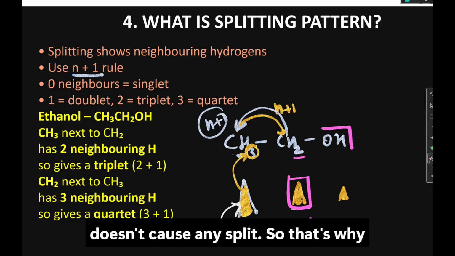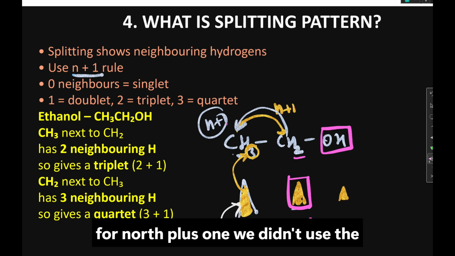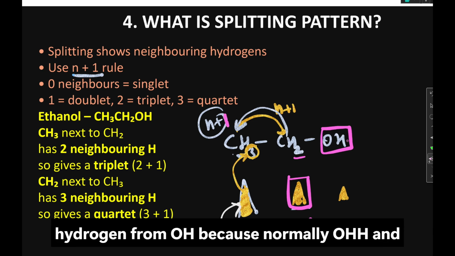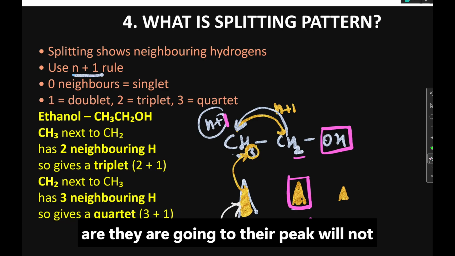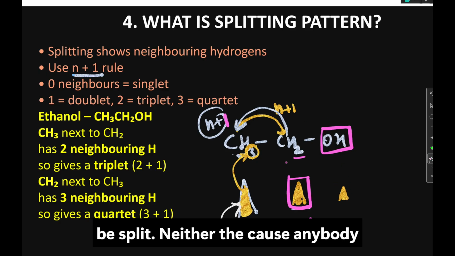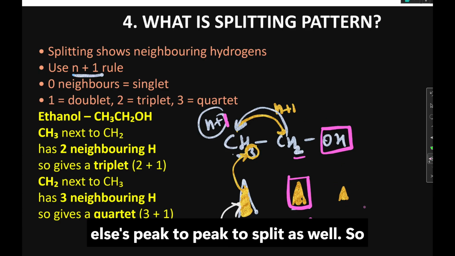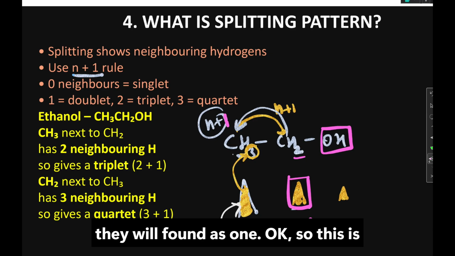Hydrogen on OH doesn't cause any split, so that's why for n+1 we didn't count the hydrogen from OH. Normally OH and NH do not cause any split. Their peak will not be split, and they do not cause anybody else's peak to split either, so they will be found as a single peak. Okay, so this is what splitting means.